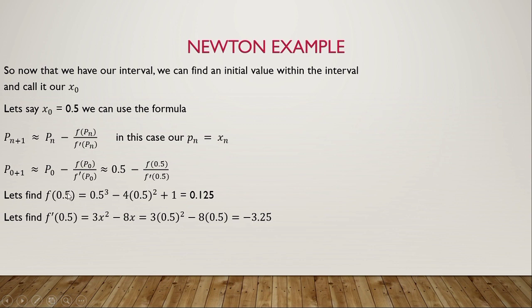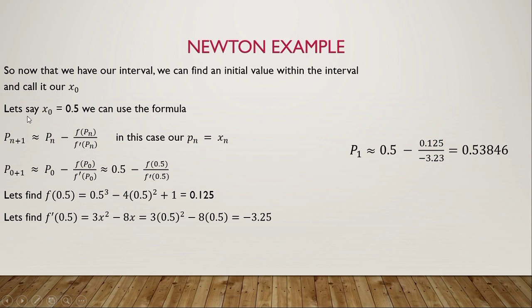So now that we've found f of 0.5 and f prime of 0.5, we can plug into this equation. We say P1 is equal to 0.5 minus this value divided by this value, and we have 0.53846. Great. Basically, that's how you solve Newton-Raphson's method.